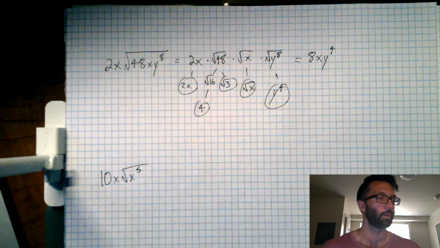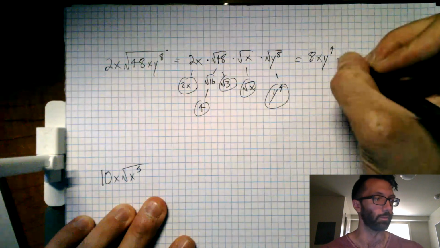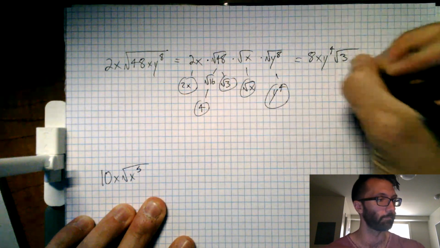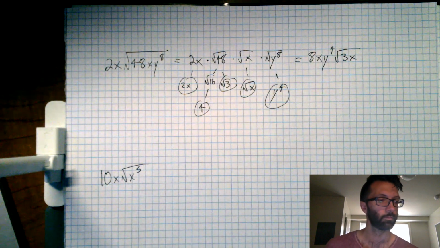All right, and now we have two things with radicals above them, so I'm going to put them both underneath the radical. So 3 times x is 3x.